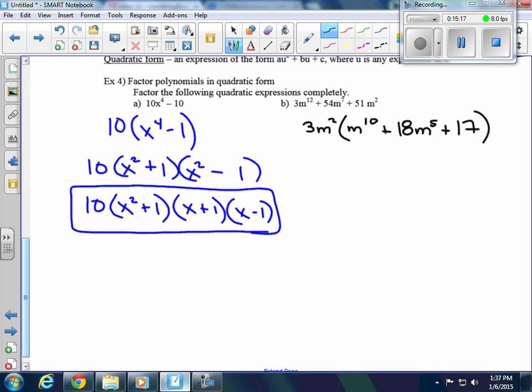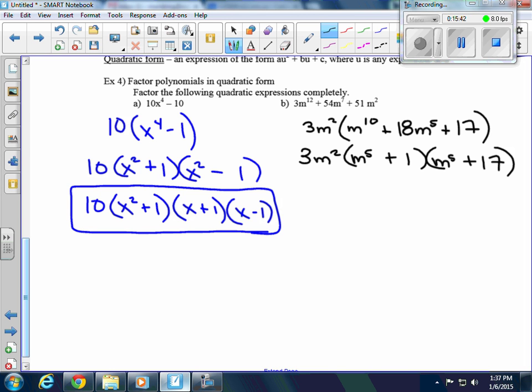So now we have to check, does that factor any further? Well, this has to be an m to the 5th and an m to the 5th. Those two will always have the same exponent. That's the only way they can work. m to the 5th and m to the 5th. Factors of 17 are 1 and 17. Both are positive. And so it factors like that.